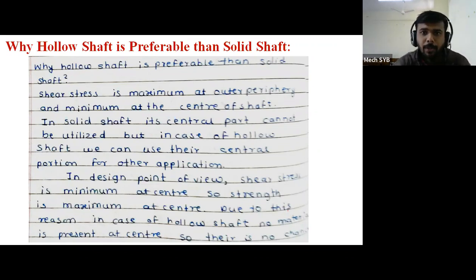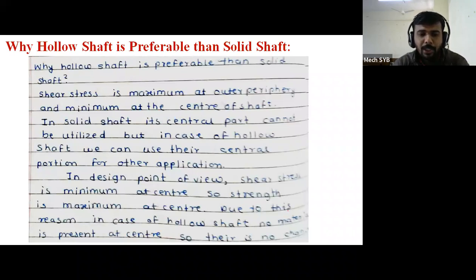Why is a hollow shaft more preferable than the solid shaft? So many applications are there. In some of the applications, we can use only solid shaft. In some of the applications, we can use only hollow shaft. As per the requirement, we are using. But if we make the comparison between solid and hollow shaft, the hollow shaft is more preferable in many applications because of some reasons behind it. Those reasons we are going to discuss here.